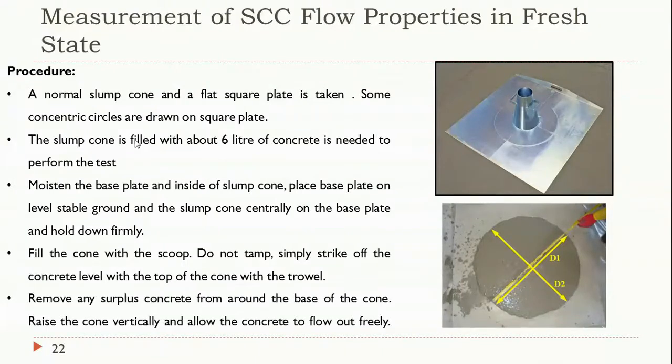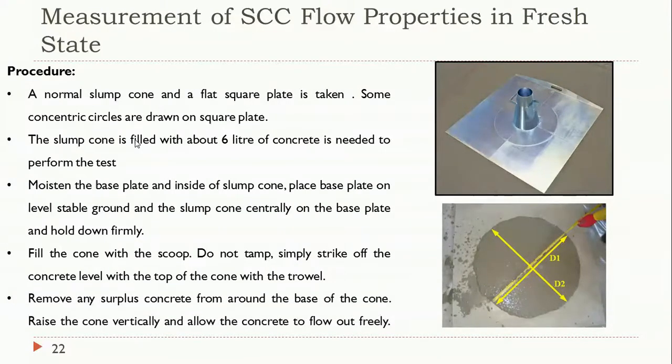Usually in the normal flow test, if you remember, we used to compact it by lifting the flow table. The hinge was there at one end of the table, we used to lift the table. We used to compact it. So here no need to compact. Once you lift the cone, the concrete will easily and uniformly flow in the horizontal direction.